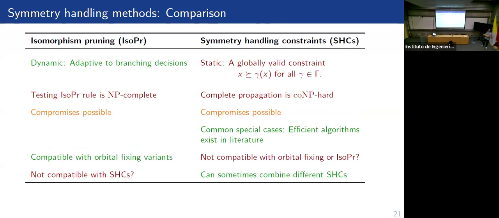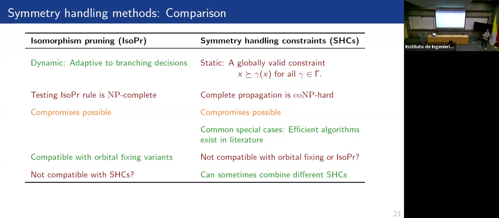So I've mentioned effectively two classes of symmetry handling methods. On the one hand, we have dynamic methods. On the other hand, we have static methods. The dynamic methods are nice because they are adaptive to the branching decisions that you make. You don't want to start with a symmetry handling constraint which turns out to be really weak in the first few decisions of the branch and bound that you make, because then you start duplicating a lot of work. By adapting to the actual structure of the branch and bound tree, you can typically avoid that, or at least it's a feeling that this is a method that you actually want to use.